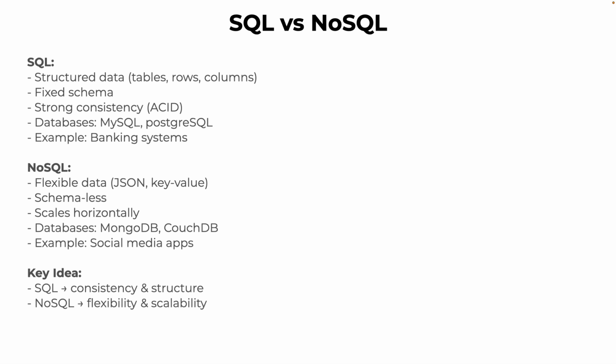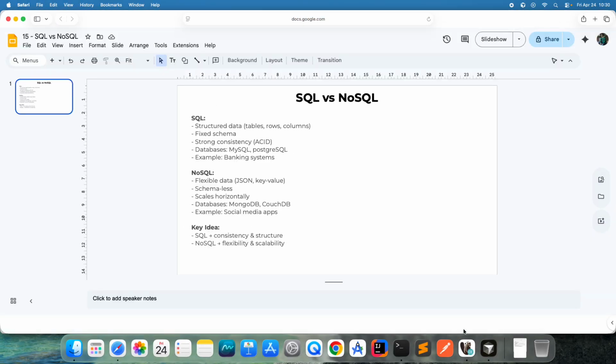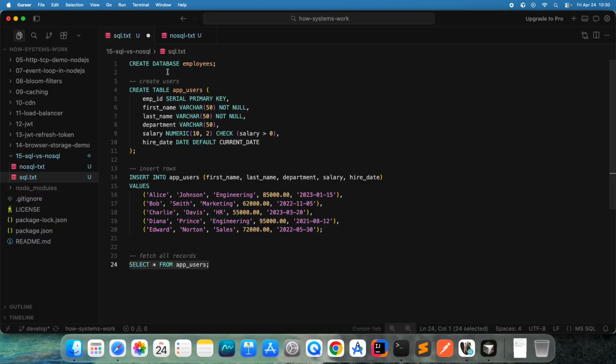NoSQL are majorly used in social media apps. So I'll give you an example of how it works in MySQL, in Postgres and in MongoDB. For the SQL example, I'll just refer to a Postgres database. Syntax is similar but may change with different databases, so you can refer to their official documentation.